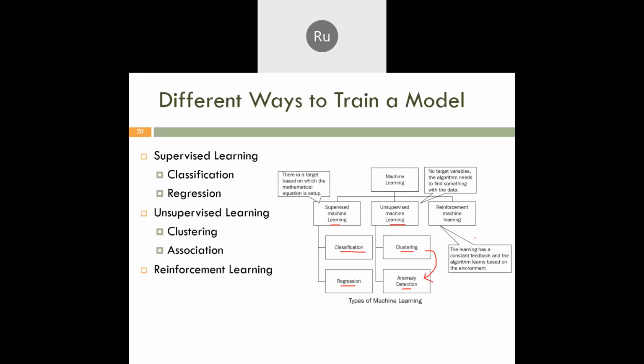So this is coming from the clustering as well. Okay, and the third one is reinforcement machine learning. The learning has constant feedback and the algorithm learns based on the environment. So meaning that they're getting the feedback from the previous learning process.